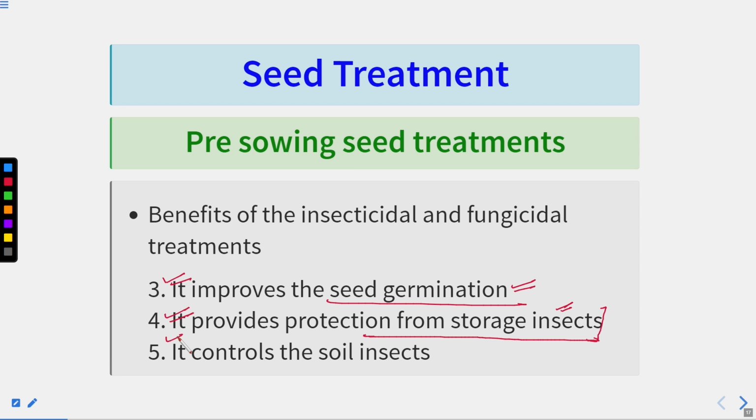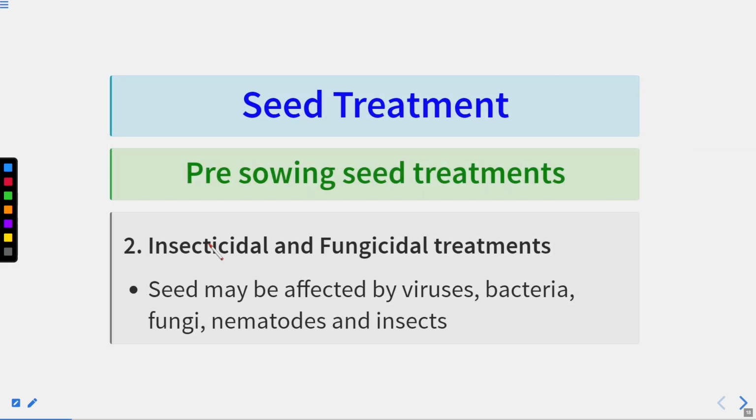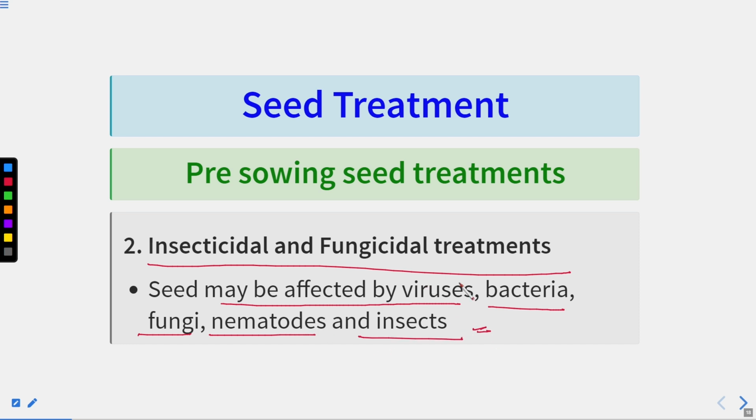It also controls soil insects. So this insecticidal and fungicidal treatment also controls the insects that are present in the soil. Seeds may be affected by viruses, bacteria, fungi, nematodes and insects. So there are different types of insecticidal and fungicidal treatments. The seed can be affected with viruses, bacteria, fungi, and sometimes there are many nematodes and insects present.